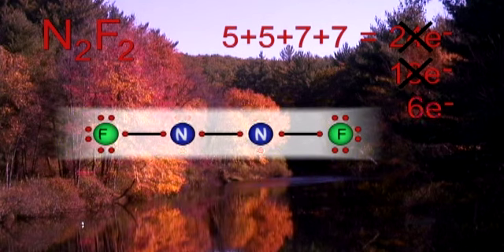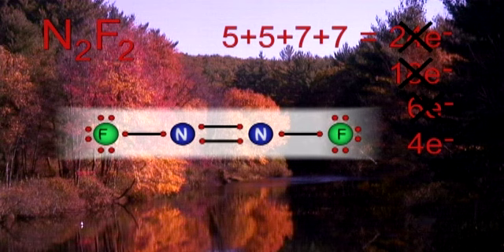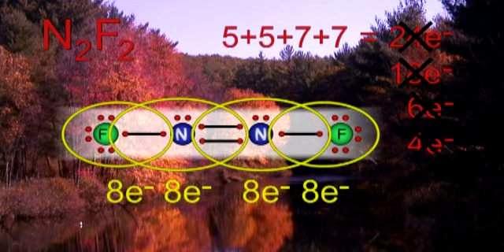Thus, let's try to place 2 more electrons between the 2 nitrogen atoms, creating a double bond, which means we have used 20 electrons with 4 remaining. Placing 2 of the remaining electrons on each nitrogen atom gives full valency for all atoms and uses all 24 electrons.